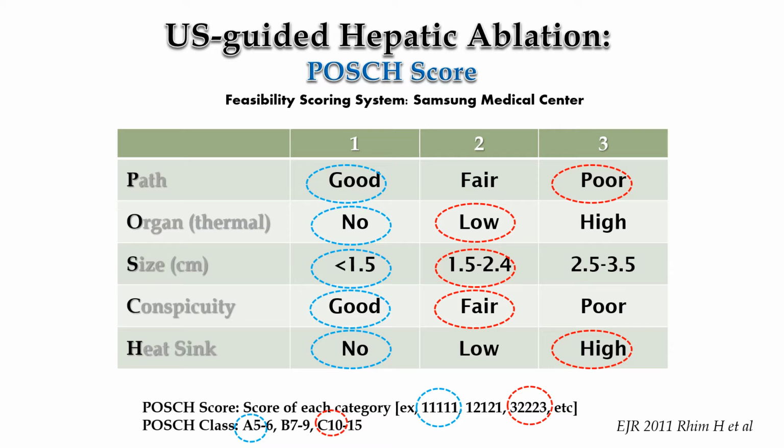Actually, I proposed a feasibility scoring system for ultrasound-guided hepatic ablation in 2011. I selected 5 important factors for successful ablation: safe electrode path, any risky organ for thermal injury, tumor size, tumor conspicuity, and heat sink effect. Although this is still subjective, it is useful for me for better selection and successful ablation, as well as better communication with the referring physician and patient.